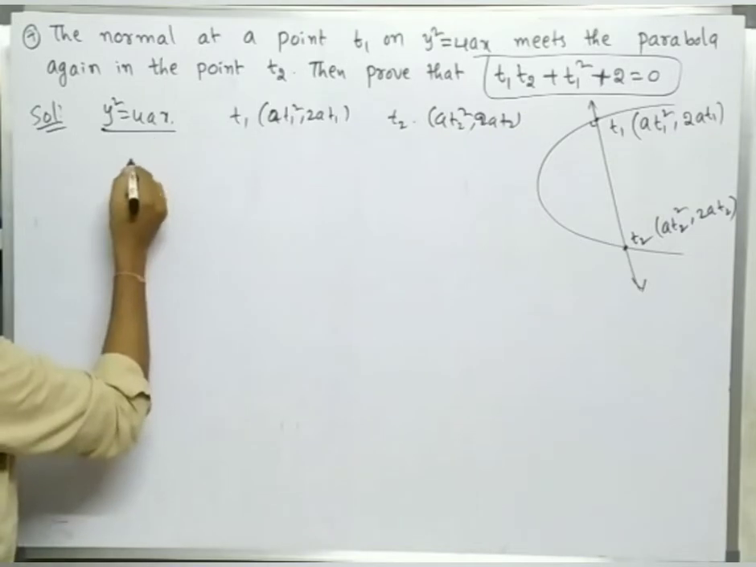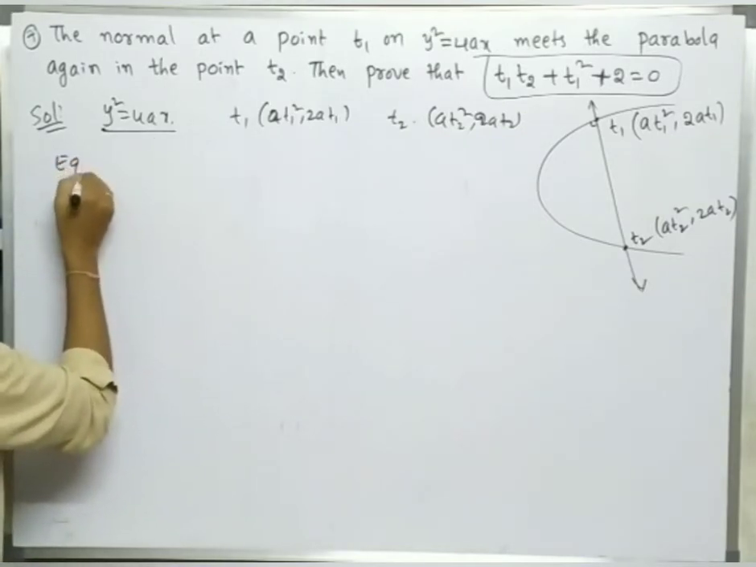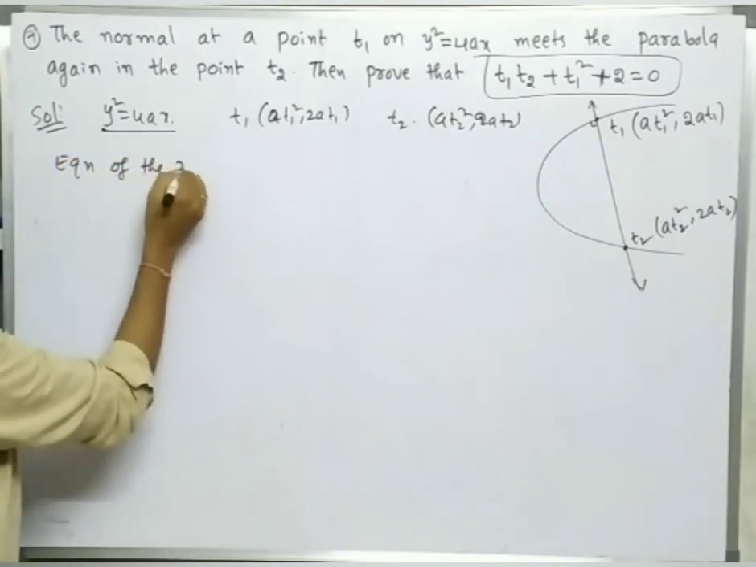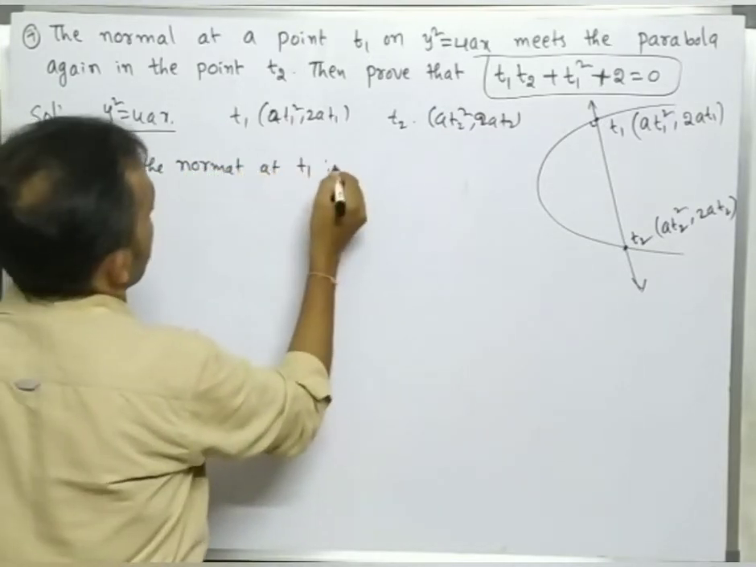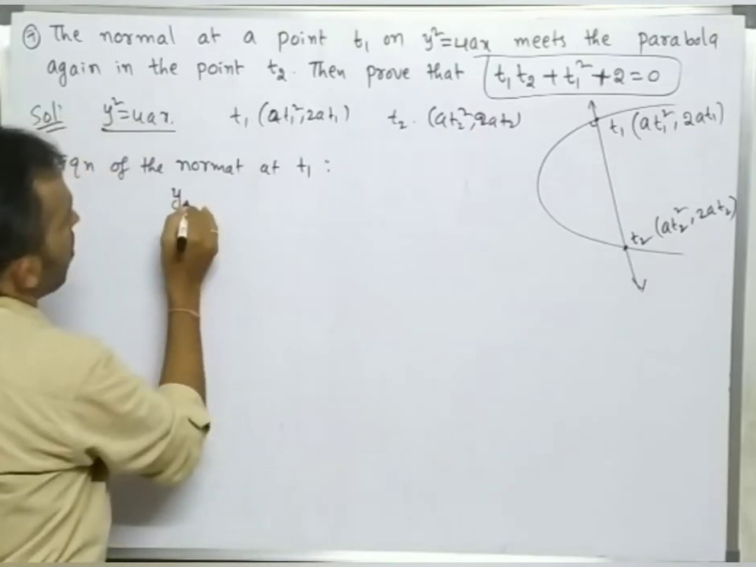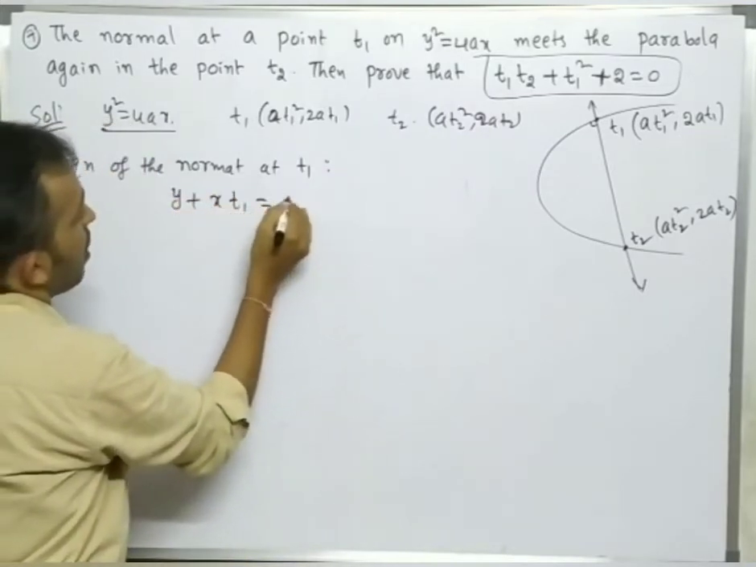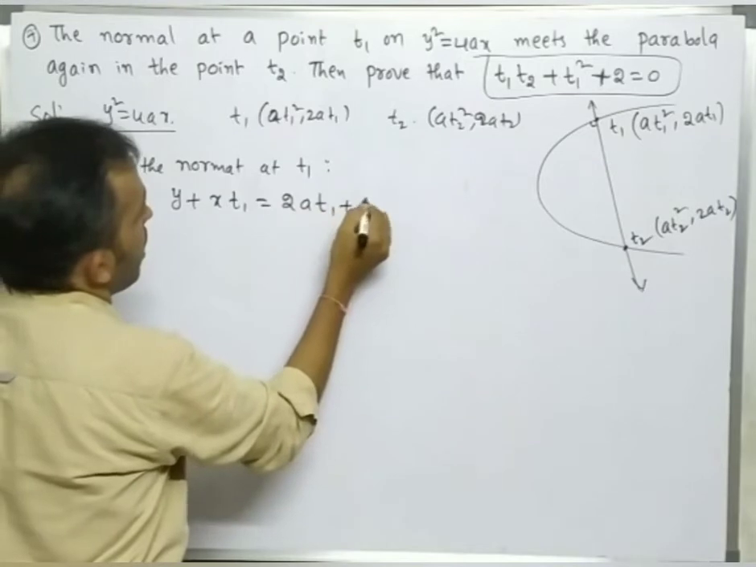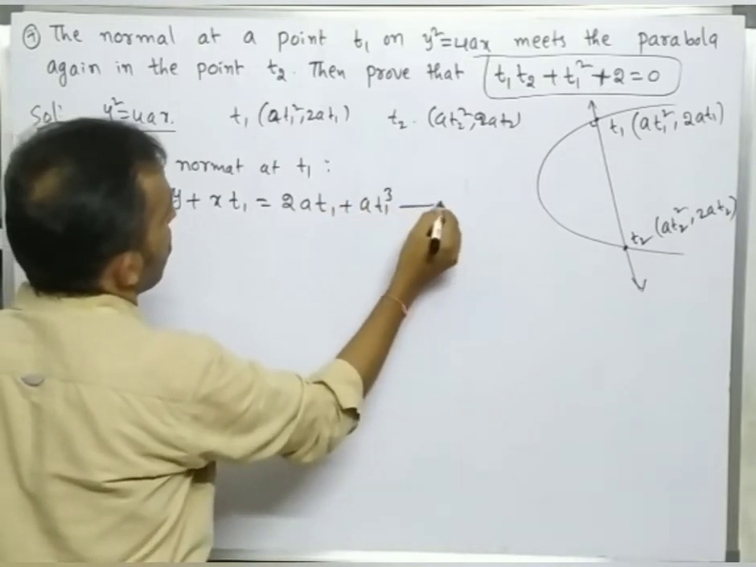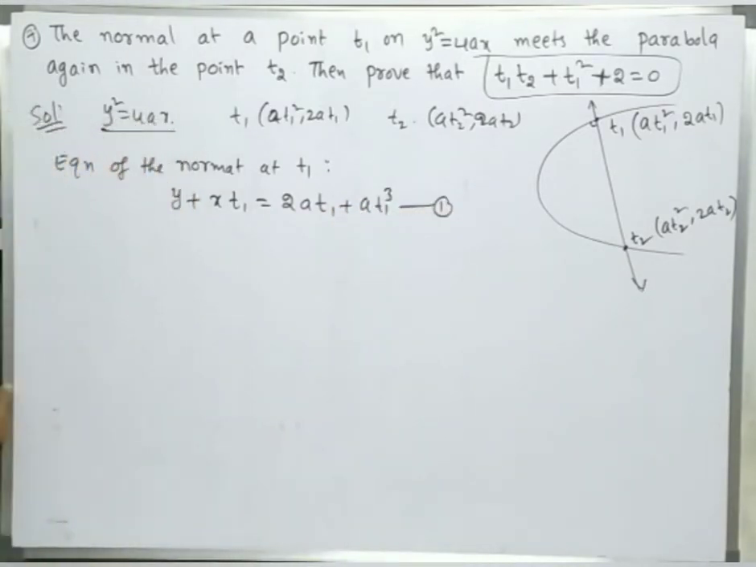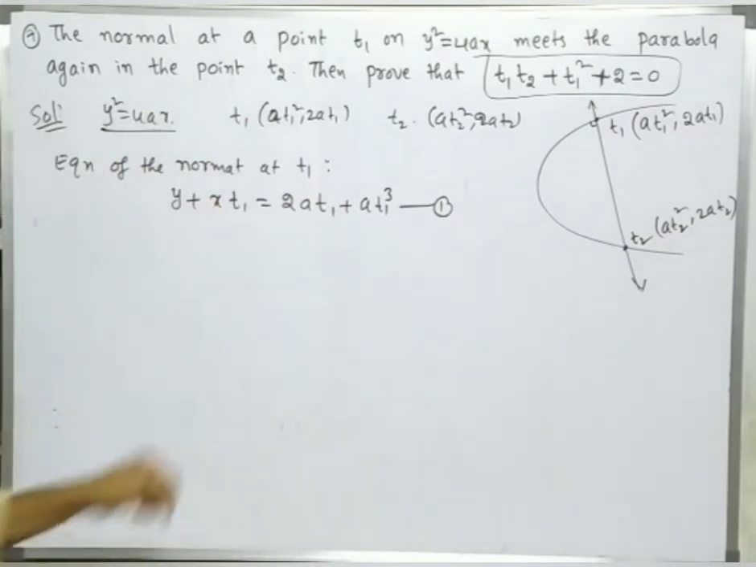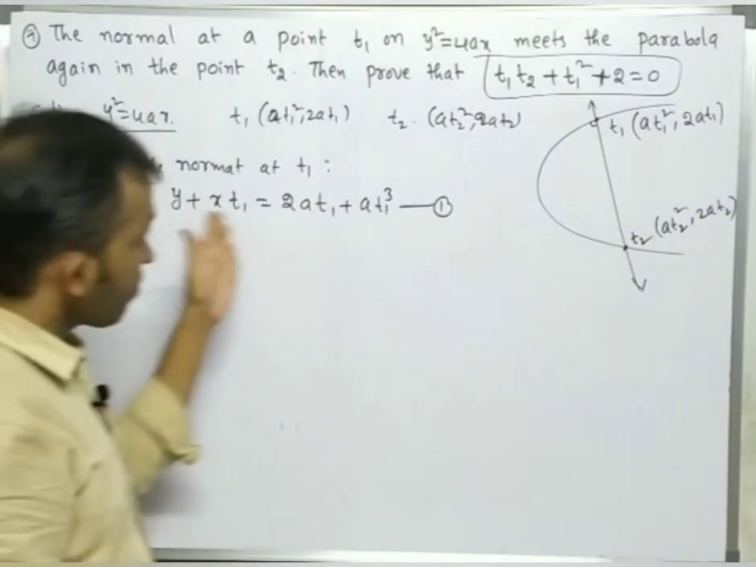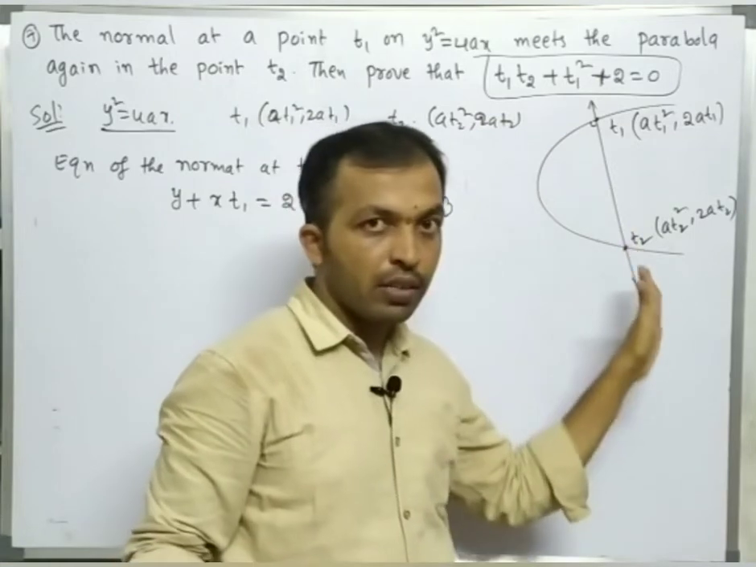So for y square equal to 4ax, what is the equation of the normal in parametric form at t1? The equation of the normal is y plus x t1 is equal to 2a t1 plus a t1 cube. Remember formulas. This is the equation of the normal in parametric form. So at t1 means substitute at the place of t1. Okay, now this is the normal line, right?